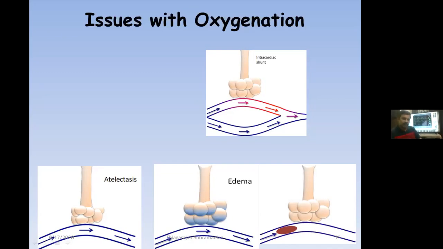In the second picture you can see atelectasis, which is a lung collapse. Look at these lung alveoli. When they collapse, the contact between the capillary vessels and the alveoli is not close.